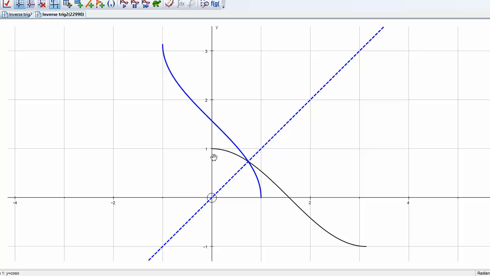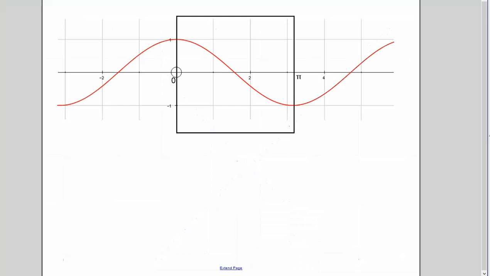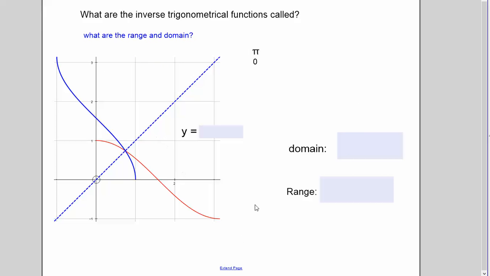So there we are. That's our cos function, and this is our inverse cos function. So it's going from 0 up to pi, and then the domain will be 1 to -1. So that's the shape of the inverse function. So let's go back and have a look at that. So there's our inverse function.